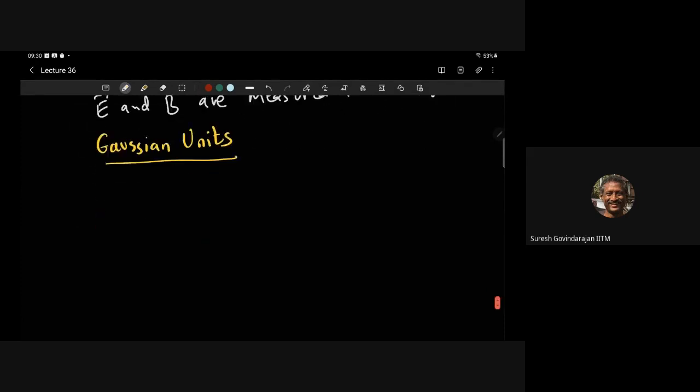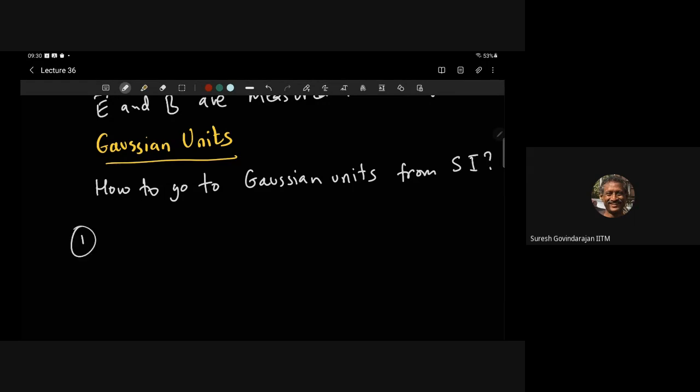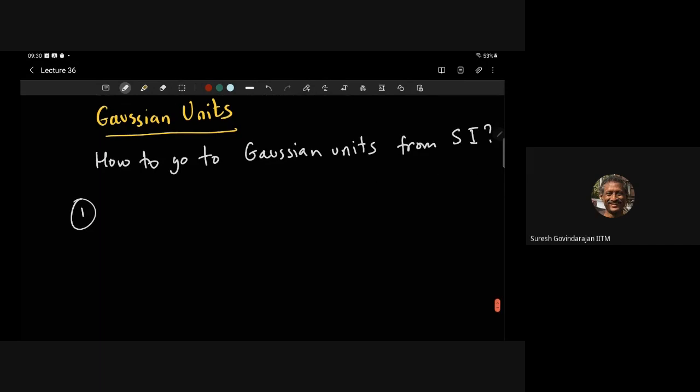I'll give you a thumb rule for how to convert Gaussian units from SI. There are some small things. I'll give you some rules. The first rule is to set 1 by 4 pi epsilon naught to go to 1.